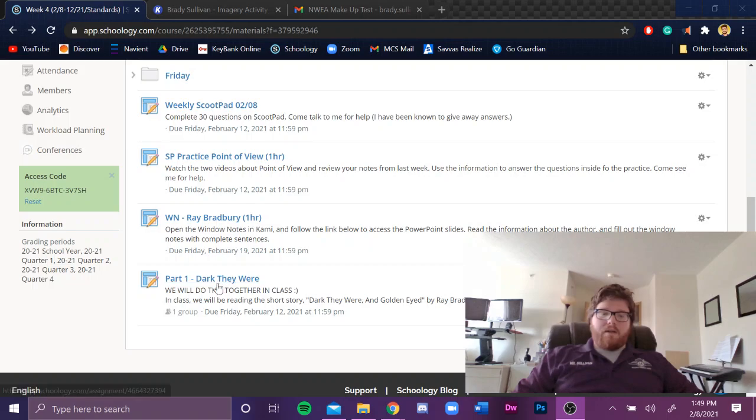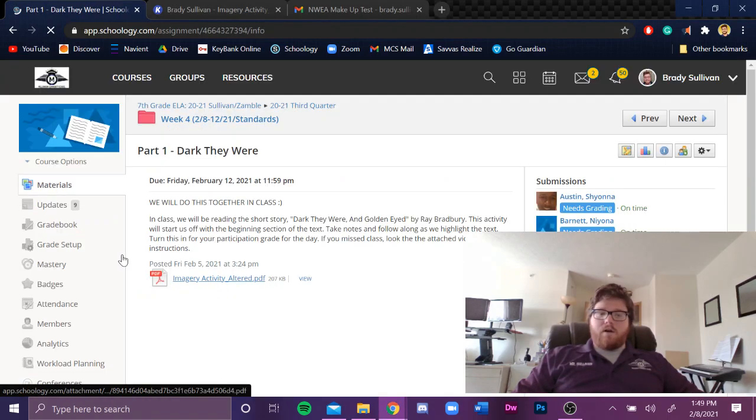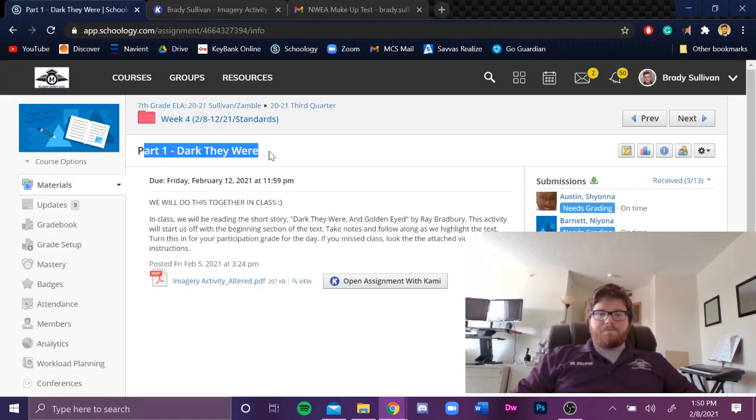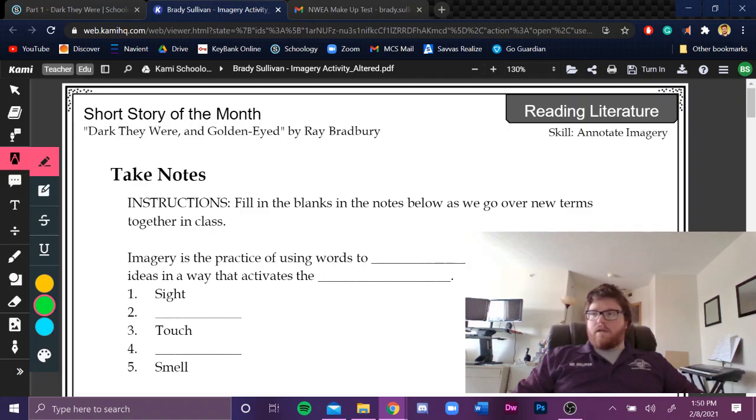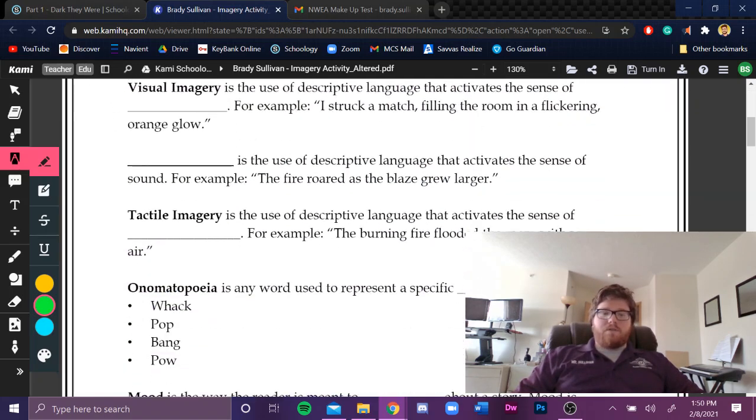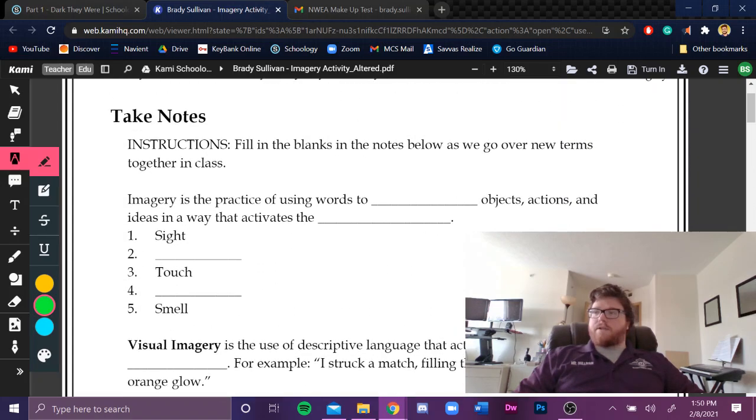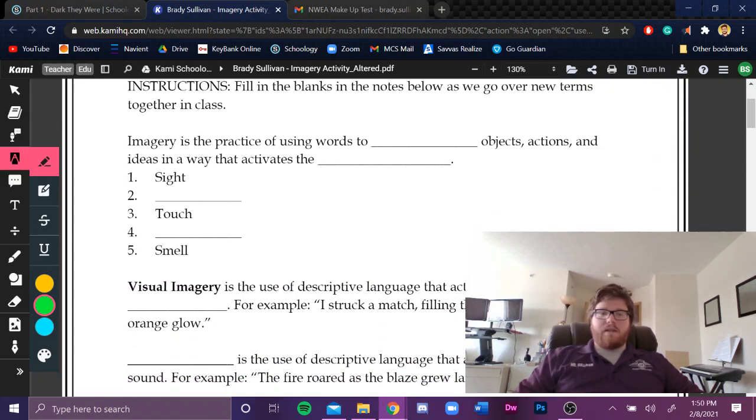Okay. With that out of the way, let's open up Dark They Were, part one, and it'll start off looking like this inside of Kami. Okay, so first let's go through some notes so that we understand some of the things that might come up in this. First new term is imagery.